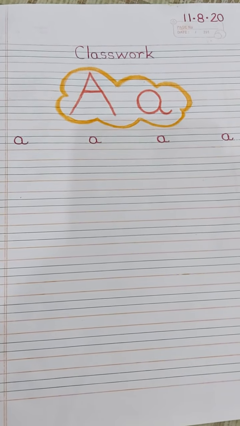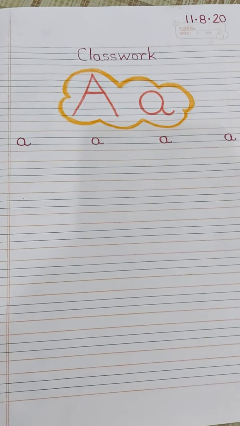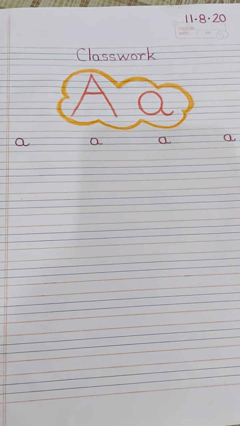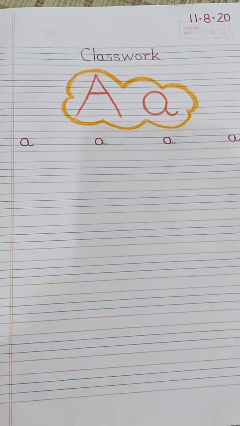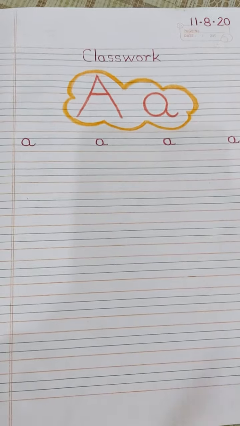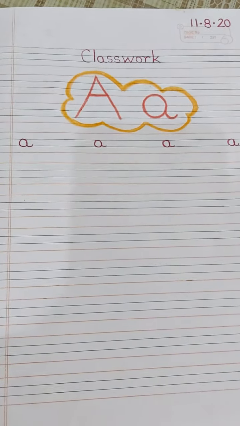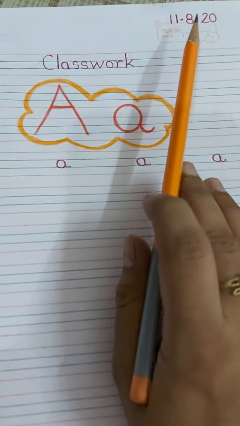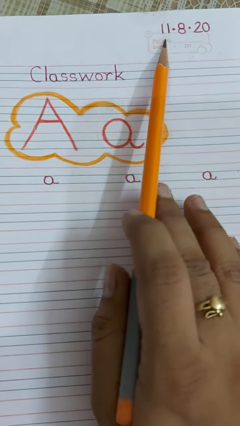Yesterday you all have recognized and read letters A to H, small letters A to H, right? So today I will teach you how to write a small letter A. Now everyone take out your English notebook, English copy, right? Write down classwork and today's date. What is today's date?